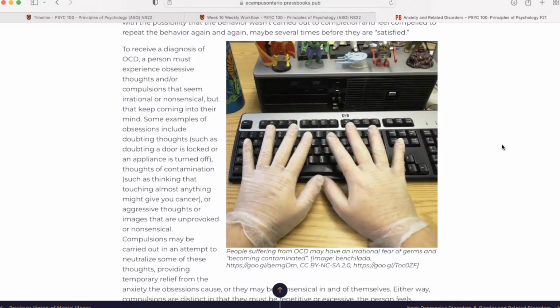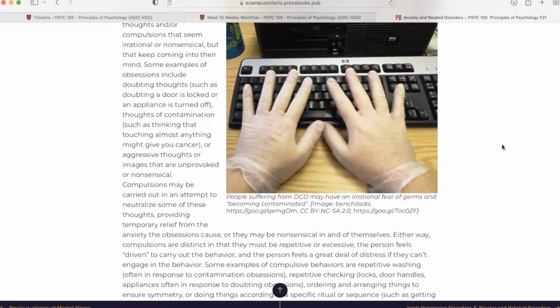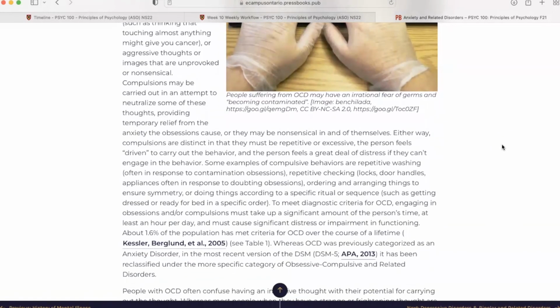Some examples of obsessions include doubting thoughts, such as doubting a door is locked or an appliance is turned off. Thoughts of contamination, such as thinking that touching almost anything might give you cancer, or aggressive thoughts or images that are unprovoked or nonsensical. Compulsions may be carried out in an attempt to neutralize some of these thoughts, providing temporary relief from the anxiety the obsessions cause, or they may be nonsensical in and of themselves.